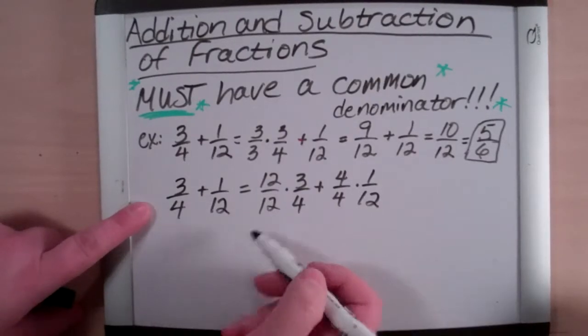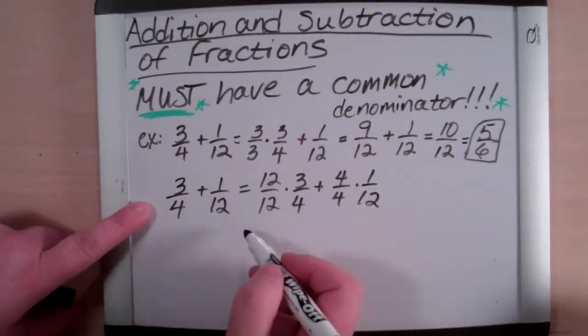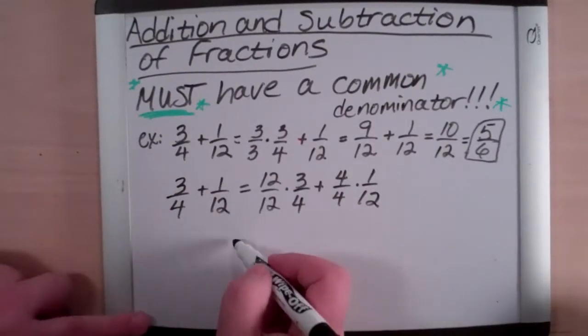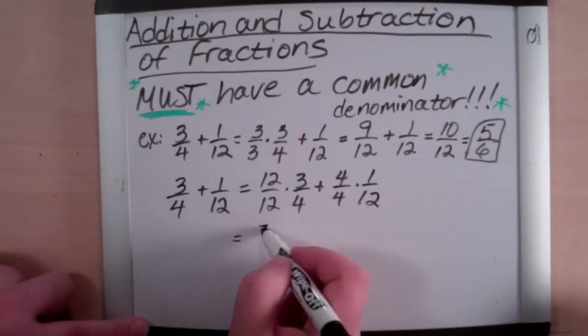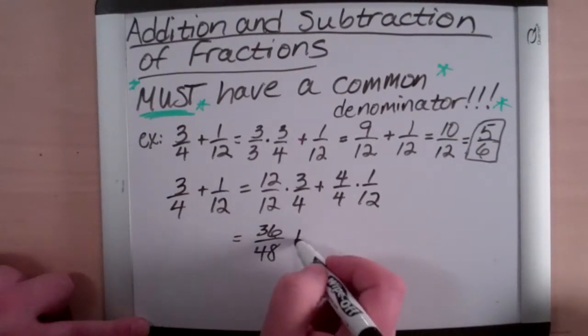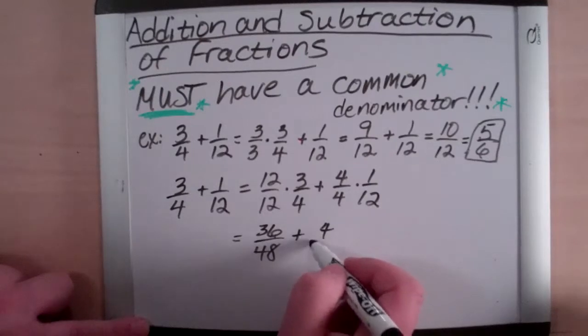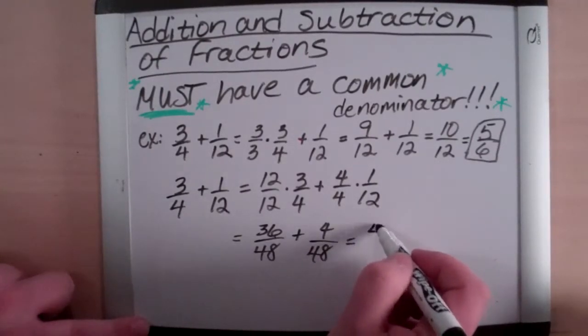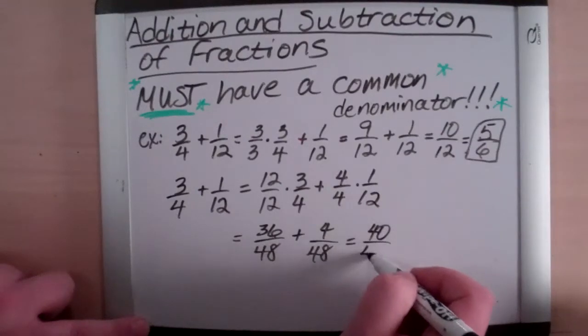And this will lead me to the right answer, but it gets really, really messy when we have variables involved. When there are only numbers involved, it's not quite as messy, but there's still some extra reducing that needs to happen. So in this case, I'll end up with 36 over 48 added to 4 over 48. So my answer is going to be 40 over 48.